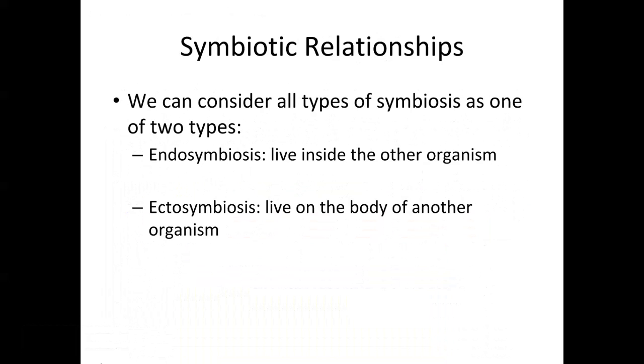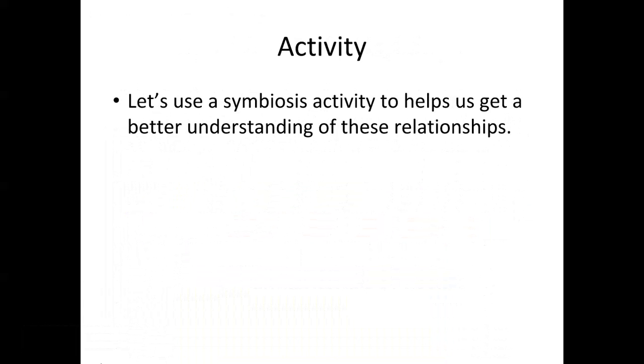All of the types of symbiosis can be divided into two groups, whether the organism lives inside of the other organism, such as an endosymbiosis, or whether the organisms do not live inside of each other. They live on the outside of the body, and that would be a type of ectosymbiosis. And then when you come up to see me, we are going to work on an activity to work on these relationships.